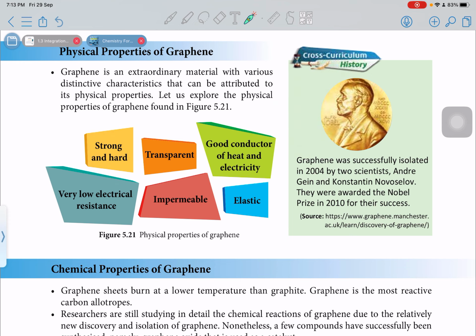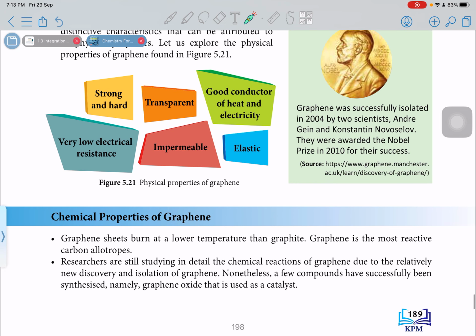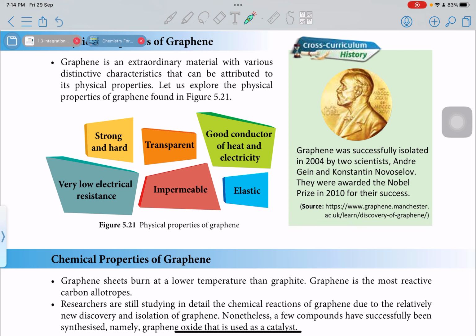So what I suggest is that you write the strong and hard, transparent, or you guys could answer good conductor of heat and electricity, and vice versa, very low electrical resistance. Why is graphene a good conductor of heat and electricity? It is because graphene has very low electrical resistance. So that's one of the ways that you guys can remember the physical properties of graphene.